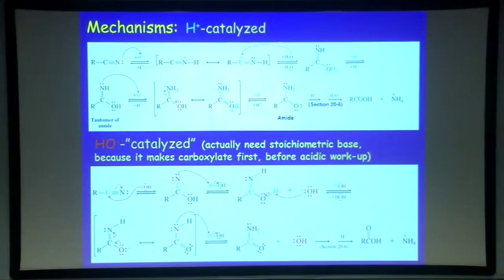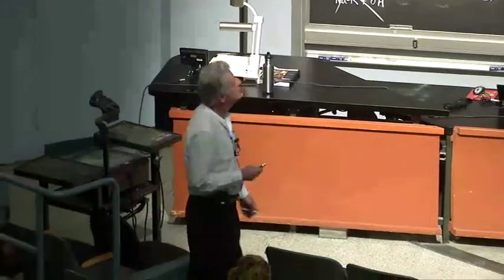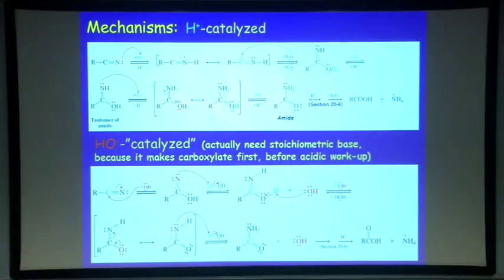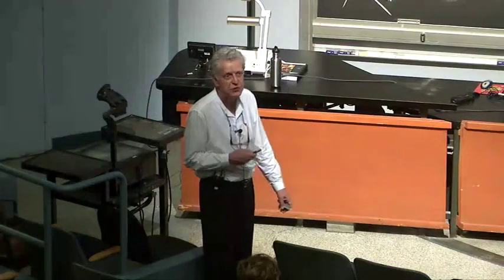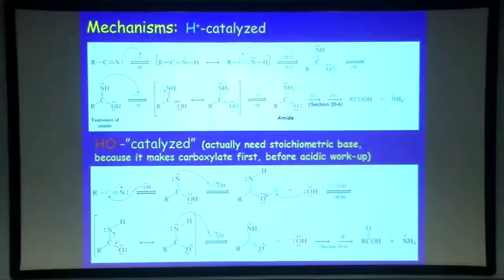Now, notice that, as usual, in acid-catalyzed mechanisms, we first protonate to activate the electrophilic carbon such that it gets attacked by water, which is a relatively poor nucleophile. So we spiffy up the electrophile to be able to react with water. When we do the base-catalyzed mechanism, we have typically a negatively charged species, in this case always hydroxide, or in aqueous solution always hydroxide. That's a super good nucleophile already. We don't need to activate the nitrile. Okay? So it attacks the nitrile directly. Otherwise, the mechanism is very similar.